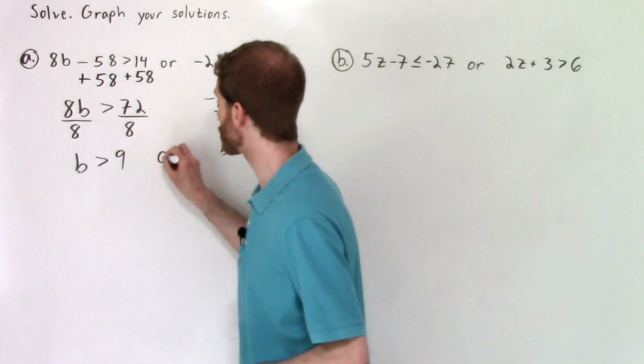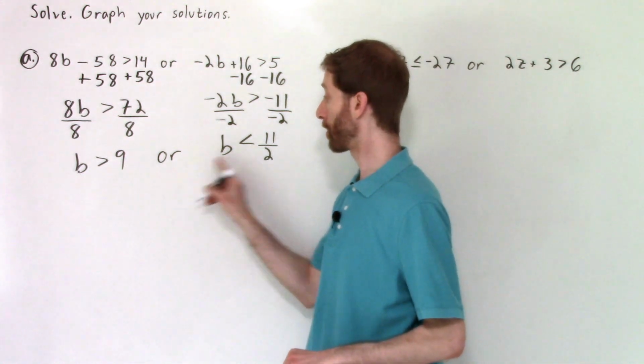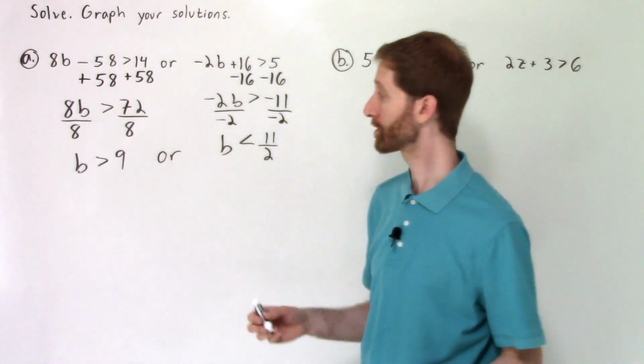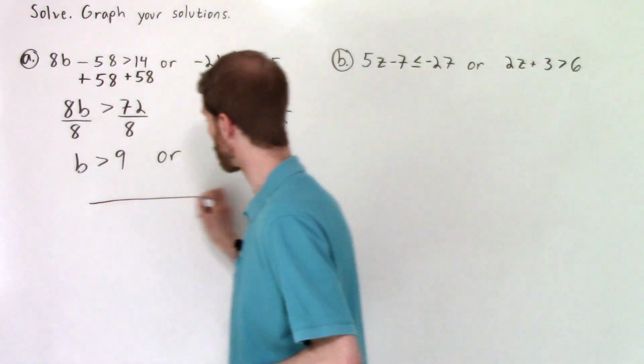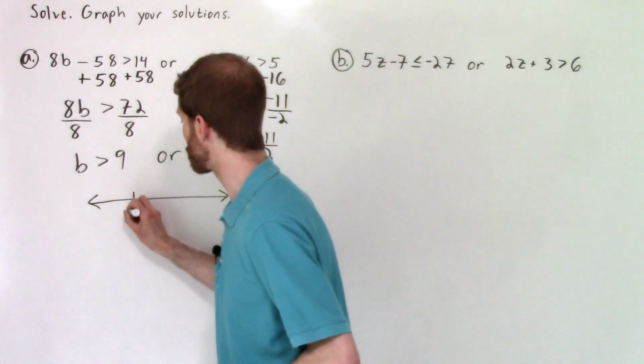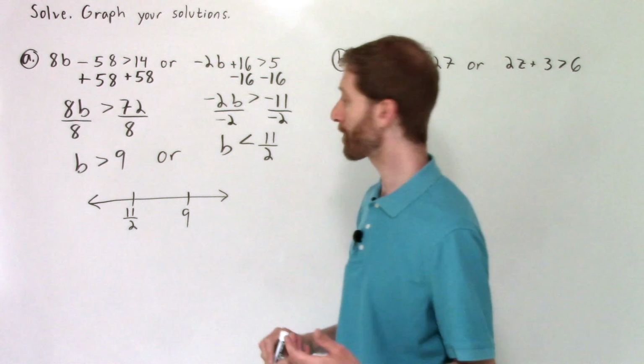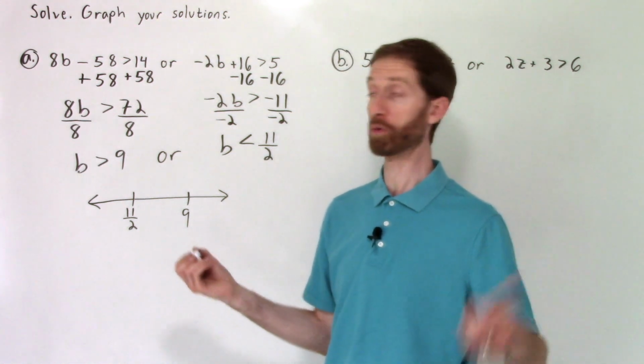And the key word here is that we have OR. So b is either greater than 9 or b is less than 11 halves. We're going to graph our solution, just like we've been doing in the past. So 11 halves comes before 9, so I'll put that over here. And 9 is right here. So let's graph each one independently, just like we did with other OR inequalities.